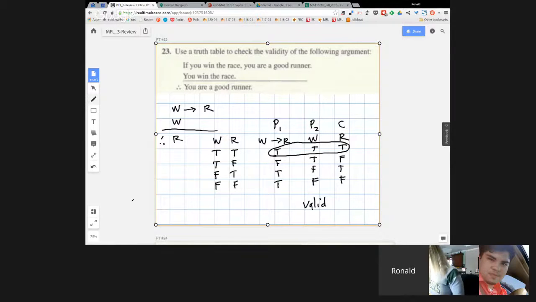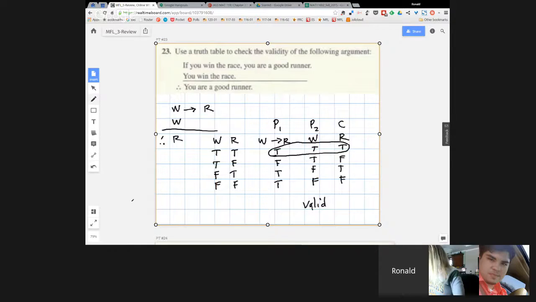Okay, here we are. Use a truth table to check the validity of the following argument. If you win the race, then you're a good runner. You win the race. Therefore, you are a good runner. This must be about Michelle, the runner. Anyway, so I abbreviated it. If you win the race, then you are a good runner. So I just wrote if W, then R. And then we've given that you win the race, so we've got a W for a second premise. And the conclusion must be R. Is that a valid conclusion?